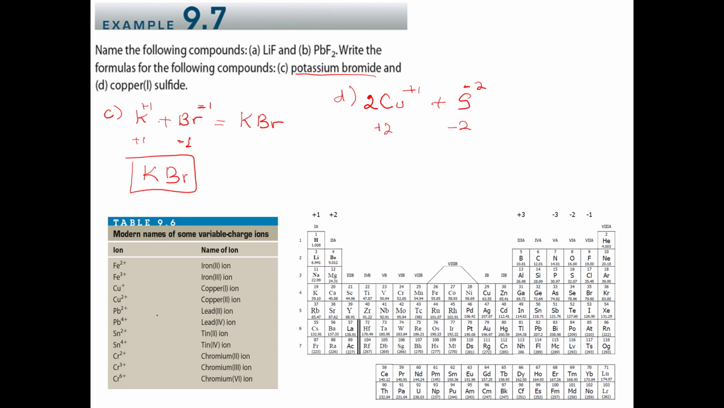Then let's write now the formula. First we need to write the metal. Because we have 2 coppers, we will write here 2 to indicate that. In order to form the compound, we need 2 ions of copper and 1 sulfur. And the formula in this case will be this one. And this is the formula for copper(I) sulfide. Yes, copper(I) sulfide. And let's go to the next one.